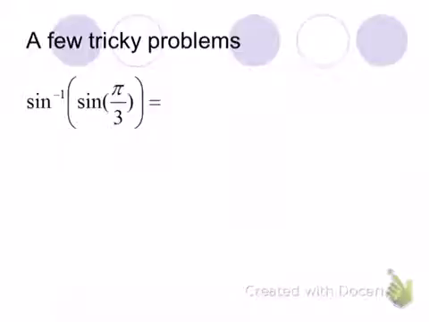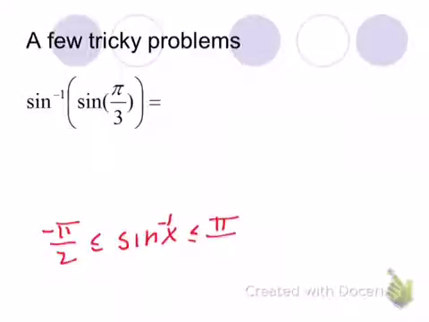Now, where does the inverse sine hang out? Negative pi over 2 is less than or equal to the inverse sine of x is less than or equal to pi over 2. So, guys, as long as this angle that we're dealing with is in that interval, then that's the angle that's going to come out. So this is pi over 3. It works exactly the way we want it to work.